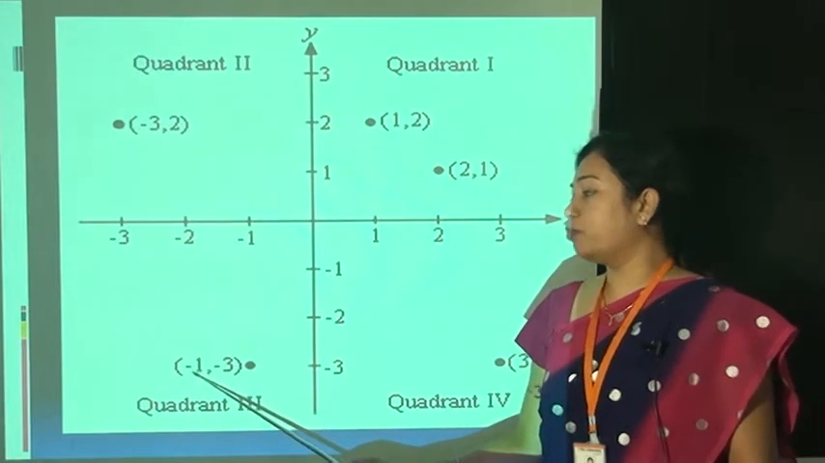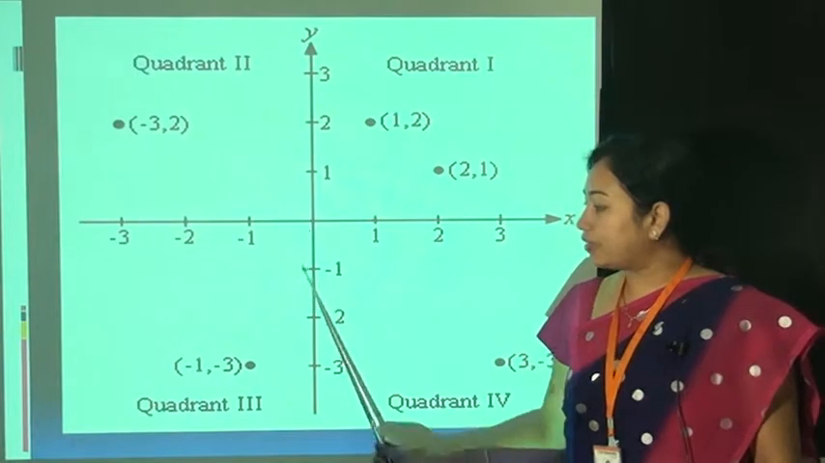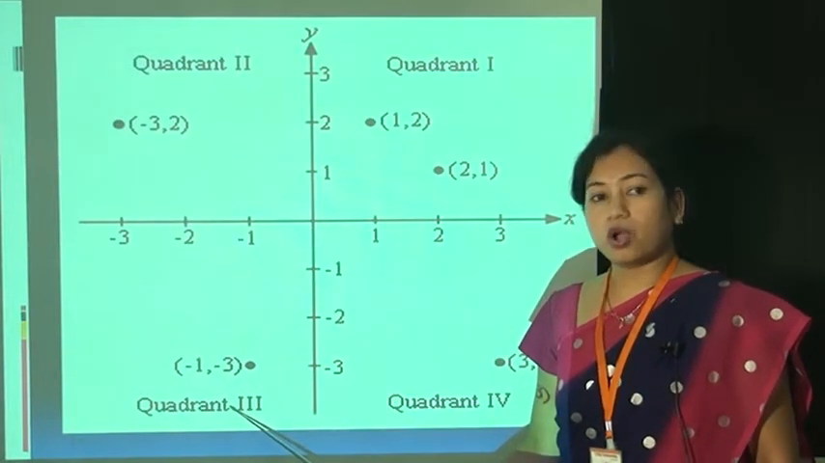Here you can see that both coordinates are negative. That means the value of x is negative and the value of y is negative. That's why this point lies in the third quadrant.